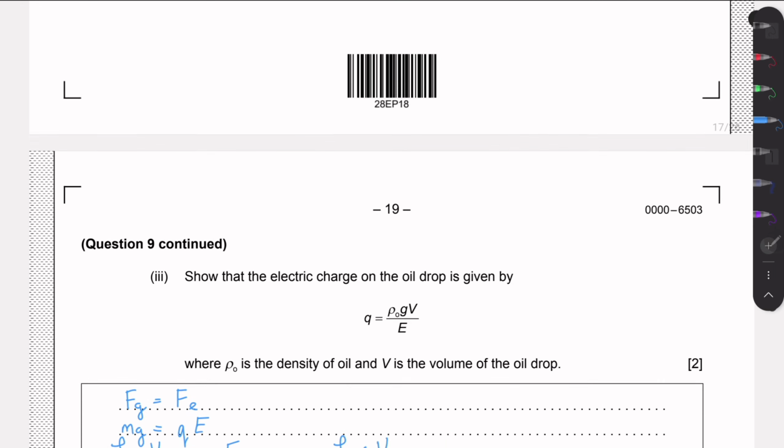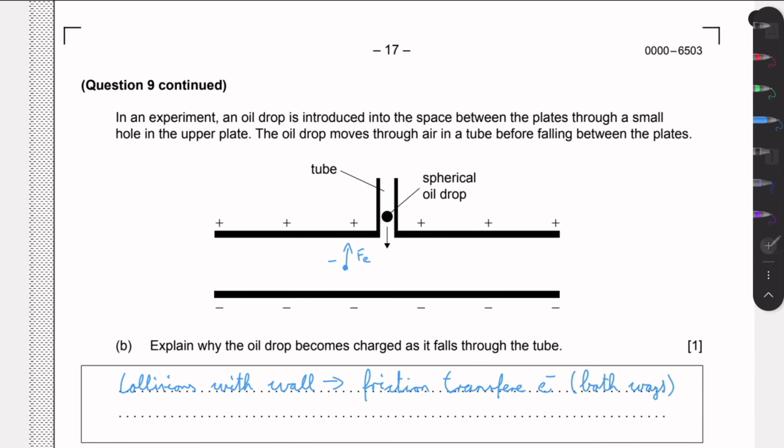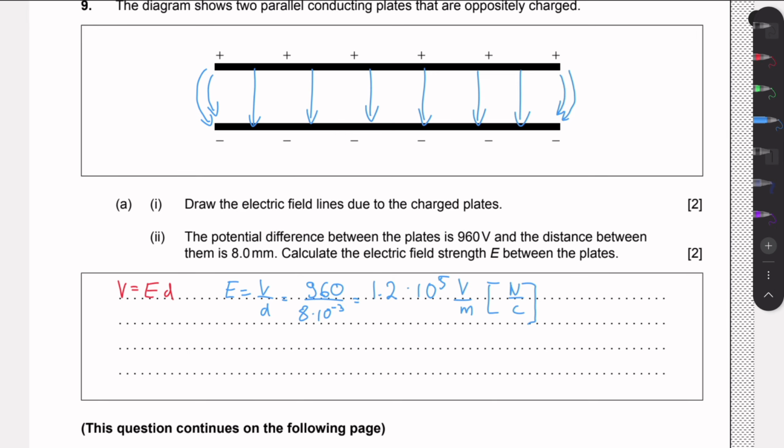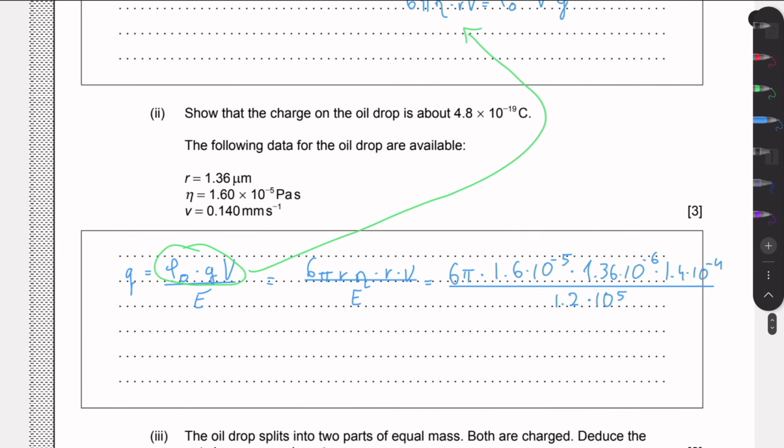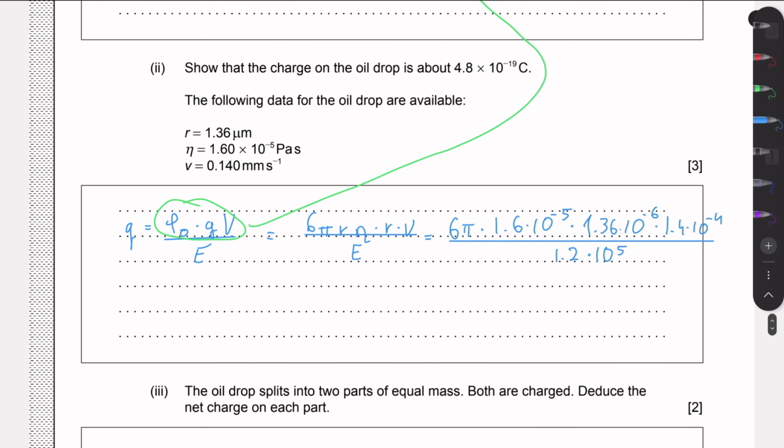We calculated this all the way up here. So it's worth remembering what you did in the question previously, as often we need to use numbers we calculated before. And from this we get 4.79 times 10 to the minus 19 coulombs, which is indeed approximately 4.8 times 10 to the minus 19 coulombs.